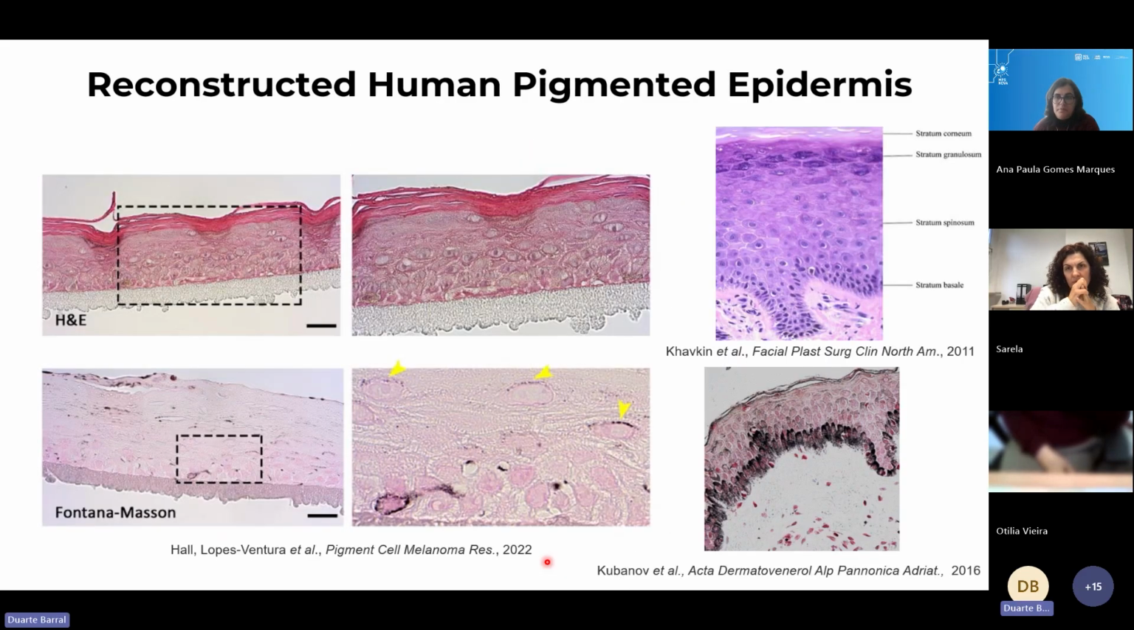You can see here how this looks in the histology. So the epidermis only, you see here the membrane cut in cross section, and you can appreciate all the layers of the epidermis: the basal layer, the spinous layer, the granular layer, and the corneal layer. All the layers are formed. So this is very similar to human skin. You can see here all the layers that we can identify.